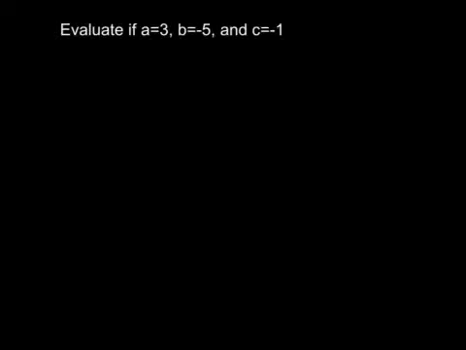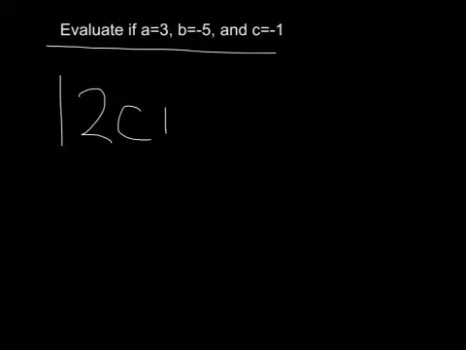Alright, so you might get a question that says evaluate, and then it's going to give you some variables you can plug in. So here, A equals 3, B equals -5, and C equals -1. So let's say we wanted to evaluate the absolute value of 2C plus A times B.